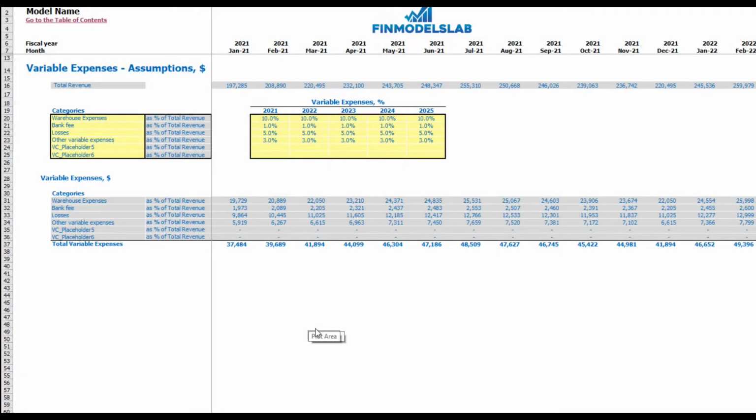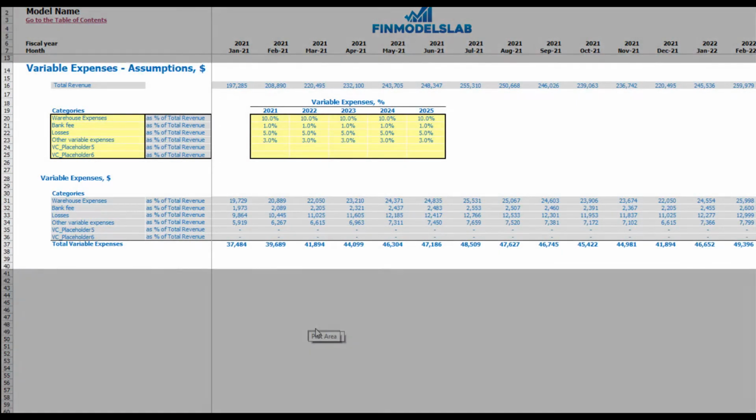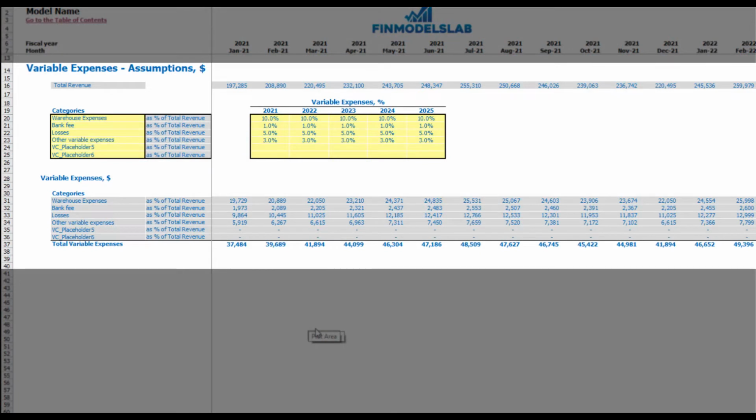On the variable expenses tab, you may set up to 6 categories of your variable expenses as a percentage of total revenue. On the left side you may see the names of your variable expenses line items, so you can type in any name if you would like. And on the right side you may see the variable expenses assumptions.